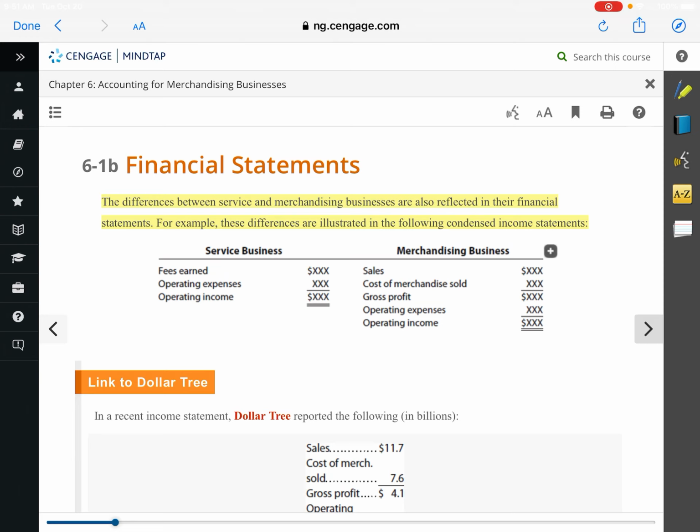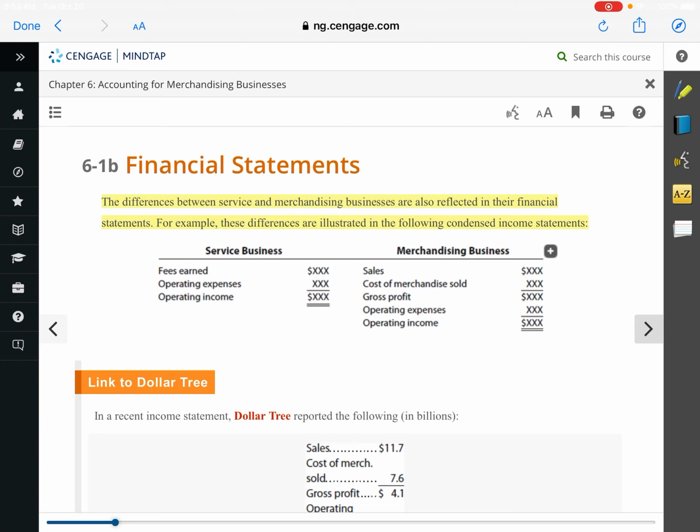We already know this, but a service business is just trying to provide a service for their customers. Fees earned is the only type of revenue that we have. And then we have operating expenses, which are the costs that allow us to do business, like salaries and things like that. In contrast, when we talk about a merchandising business, we have buying and selling. So in essence, we're going to have an additional journal entry every time that we make a sale. A merchandising business first purchases this merchandise from a vendor to sell to the customers.